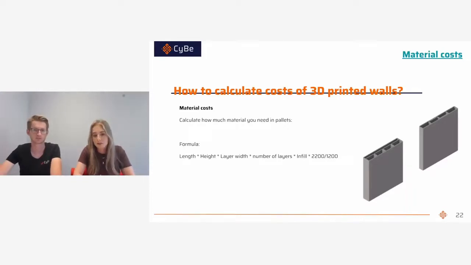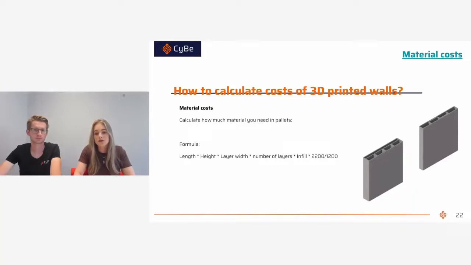So, for example, in the formula, the length multiplied by the height multiplied by the layer width, which in our case is 0.04, the number of layers, so let's say 2, and the factor of the infill, and then divided by 1,200 to calculate how many pallets of dry mortar we need.